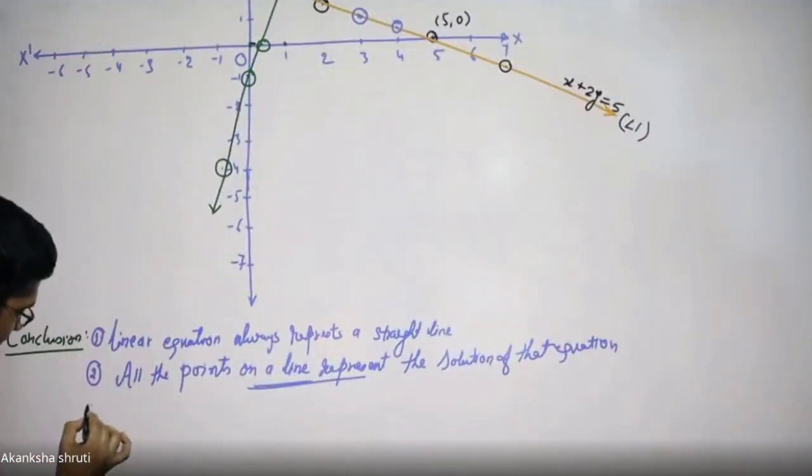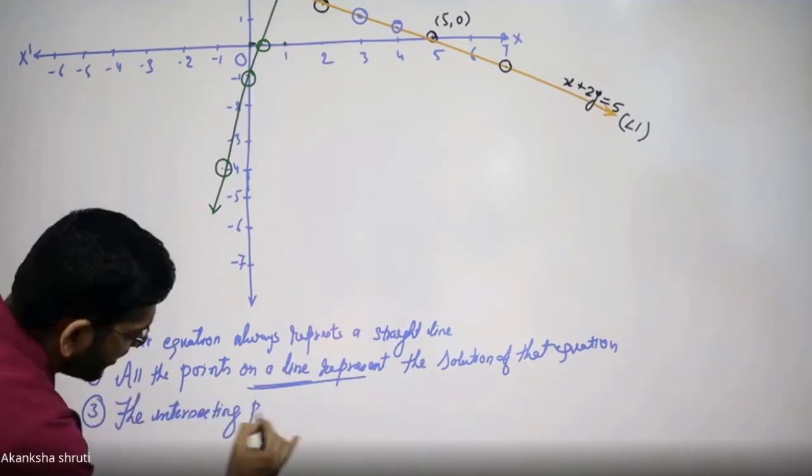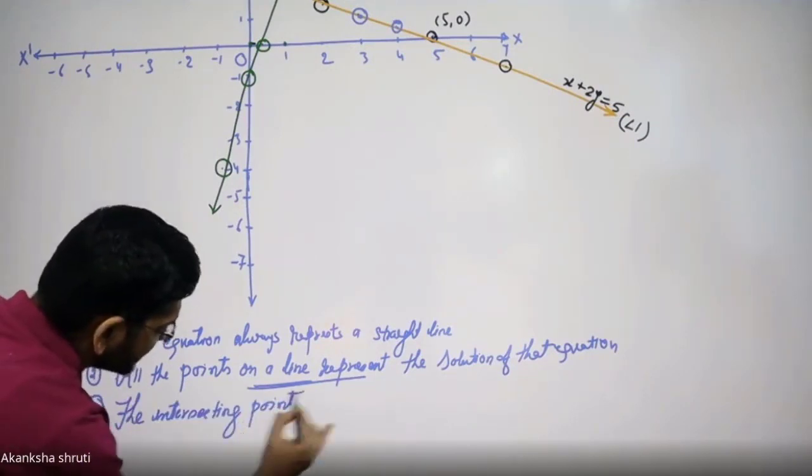The third conclusion is the intersecting point, or the coordinate of the intersecting point.